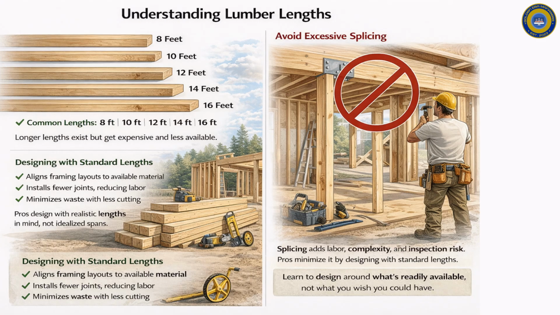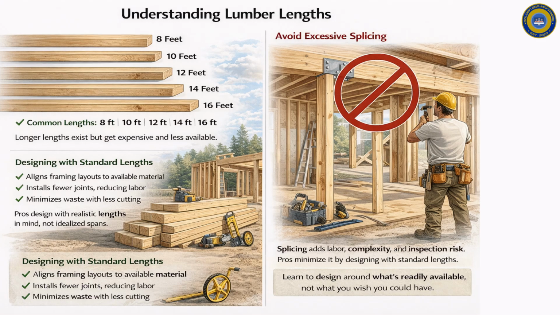They align wall layouts, floor spans, and roof geometry so members can be installed in single continuous pieces whenever possible. This reduces labor, minimizes waste, and limits the number of joints where movement can occur. Excessive splicing introduces problems. Every joint adds labor. Every splice creates a potential movement point. Every unnecessary connection increases inspection scrutiny and long-term risk. Professionals avoid these outcomes by designing with standard lengths in mind from the start.